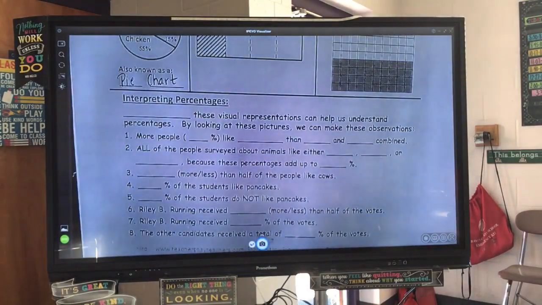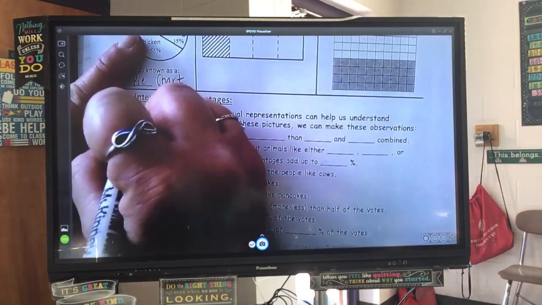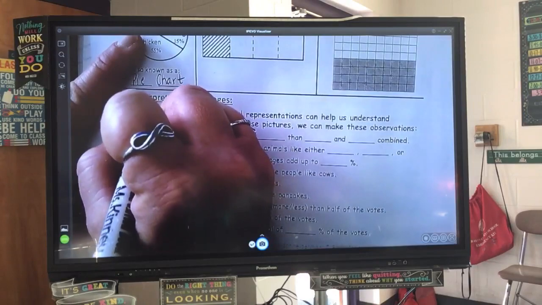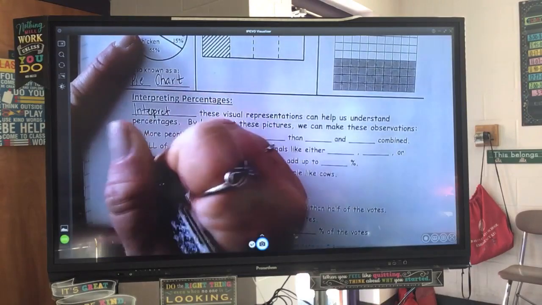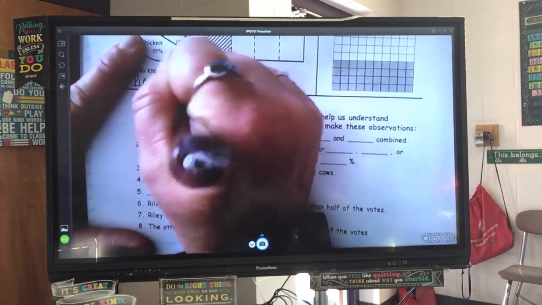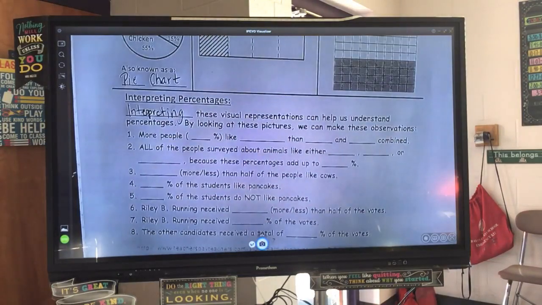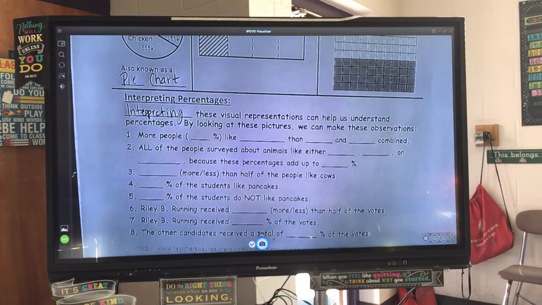Alright, so now we're going to talk about interpreting percents. When you're interpreting these visual representations, it can help us understand percentages. By looking at these pictures, we can make these observations.